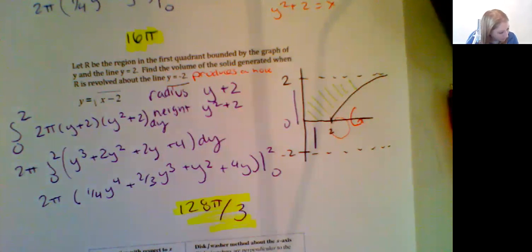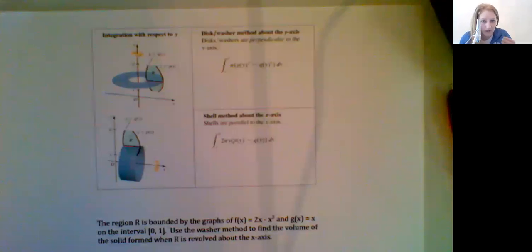Okay, so we have something else that we're going to talk about. We've talked about the disk and washer method, and we've talked about the shell method. So this is just a summary of the disk and washer method versus the shell method, and the next thing is the same but with respect to y now. Okay, so let's go ahead and complete the next problem. And this is actually going to be the last problem that we're going to do.